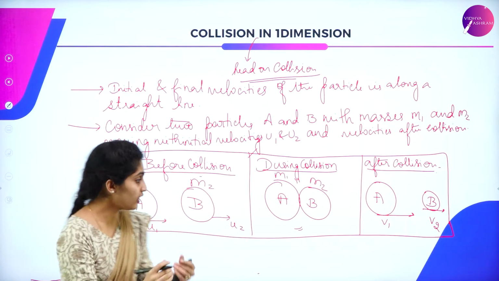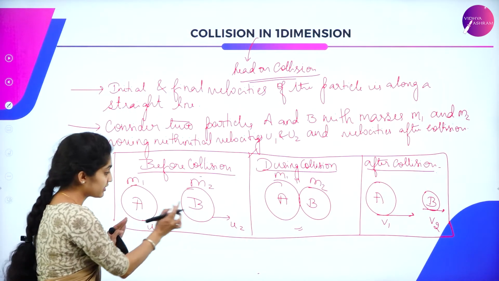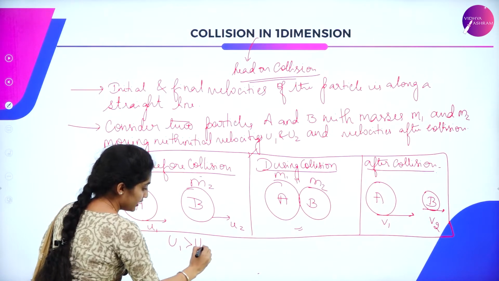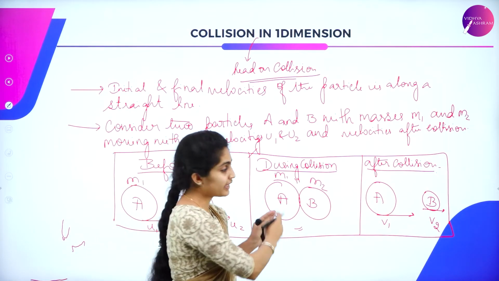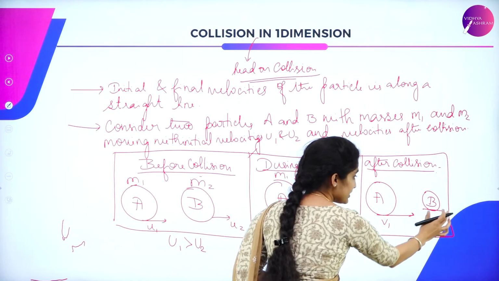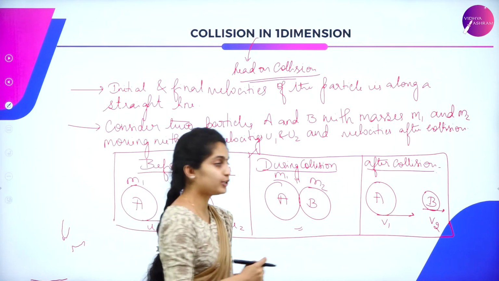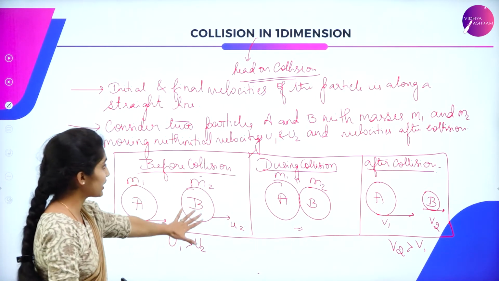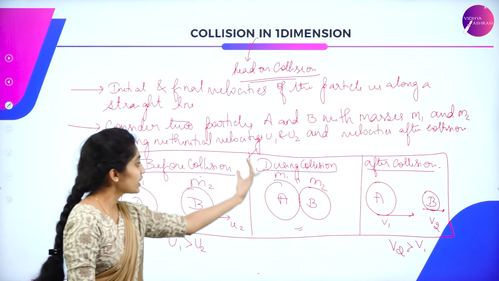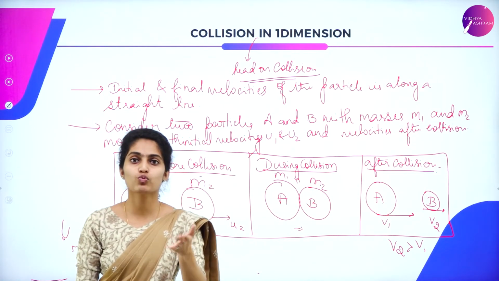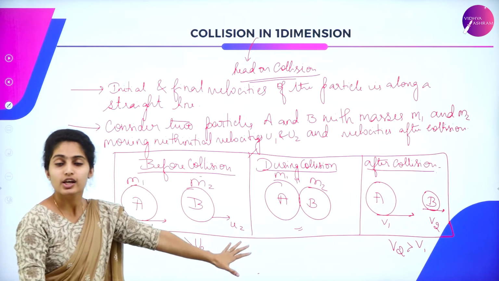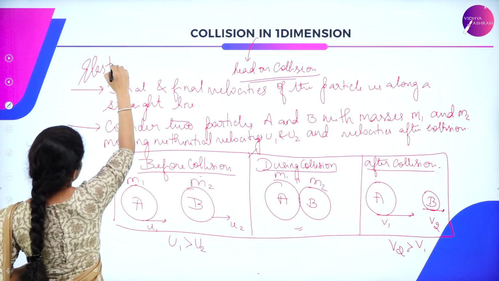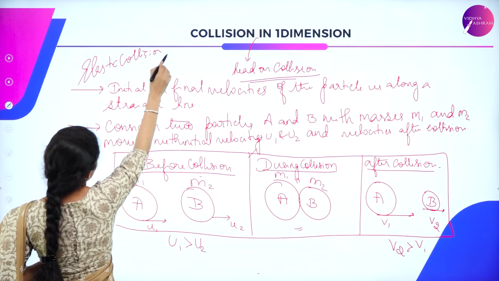Before the collision, the velocity of the first particle will be faster than the second. Only then can it collide with the second object, right? So u1 is greater than u2 in this case, and collision takes place. After collision, the final velocity of the second particle, v2, is greater than v1. I hope you are clear with the statement and the diagram: before collision, during collision and after collision. By looking at this, we are talking about elastic collision in one dimension.